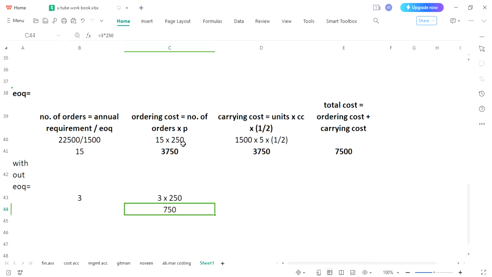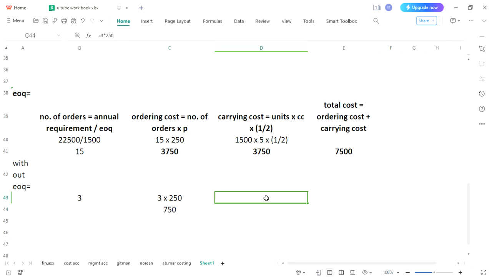Apparently it seems up till now that economic order quantity is not suitable, while our claim was that with economic order quantity we can save our cost. But now exactly the opposite is happening. Your ordering cost when you are following economic order quantity is 3750, while without economic order quantity you were having your ordering cost as 750, which is far less. But we will make our final decision when total cost is calculated. Here ordering cost was completed.